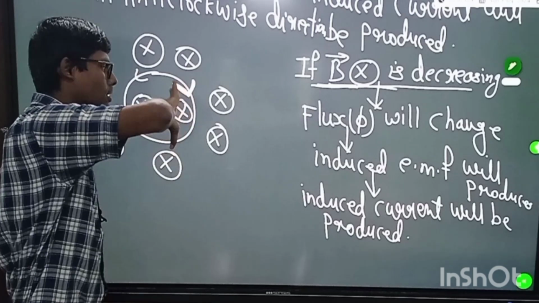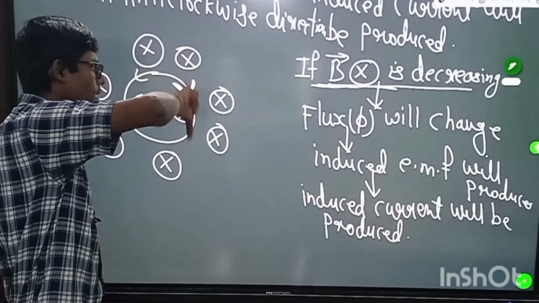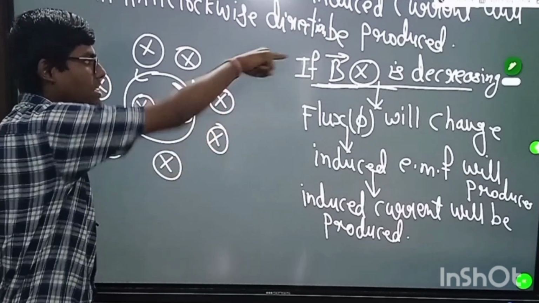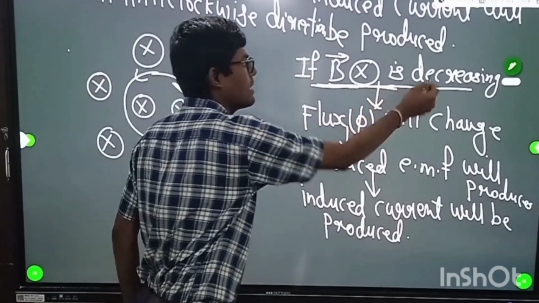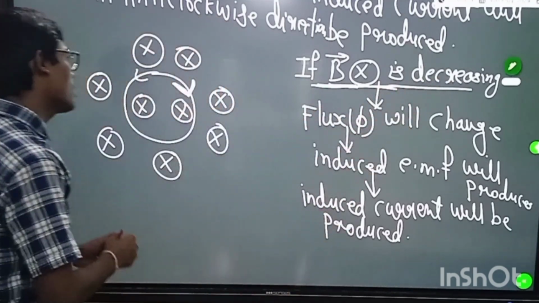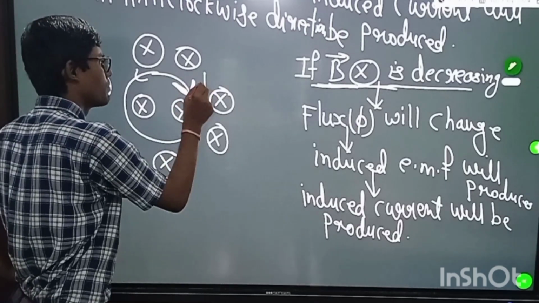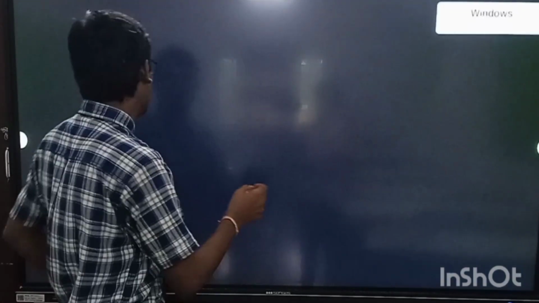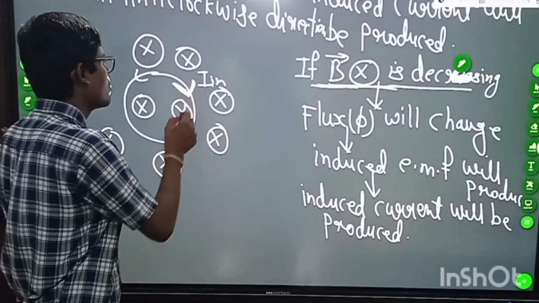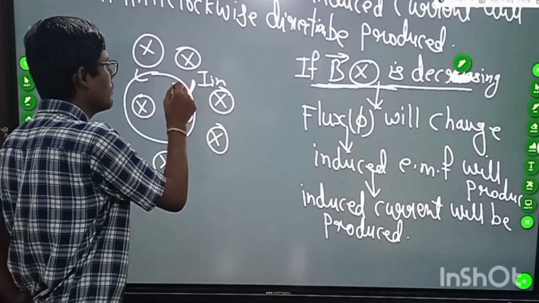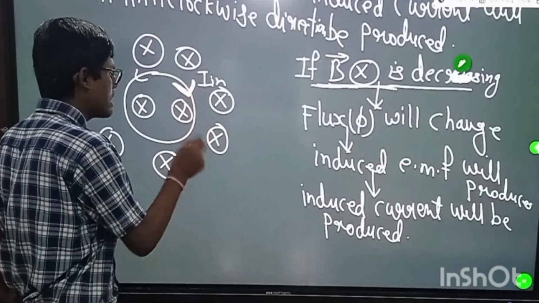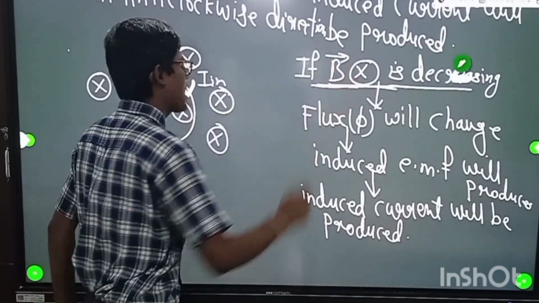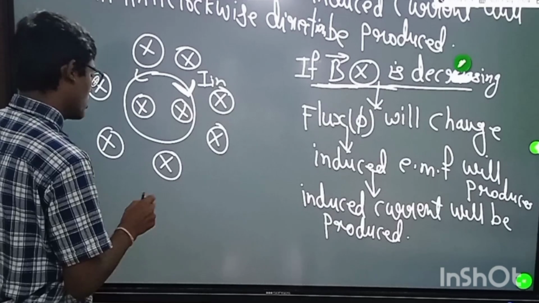If the current flows in the clockwise direction, the magnetic field will be inward, and the external magnetic field is also inward. But the external magnetic field here is not increasing, it is decreasing. So induced current will flow in the clockwise direction, then only it will oppose the decreasing magnetic field.